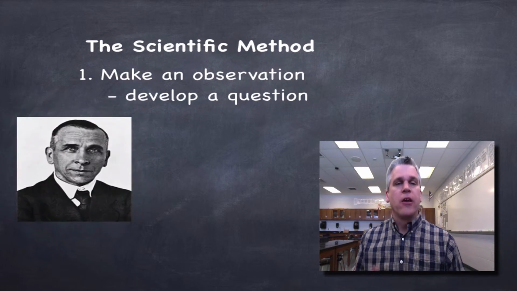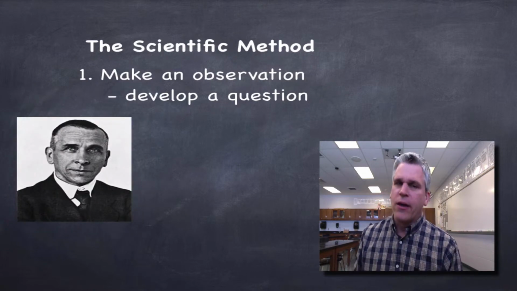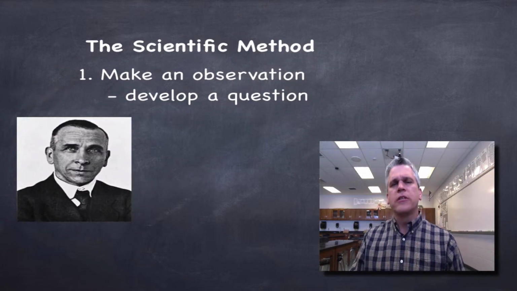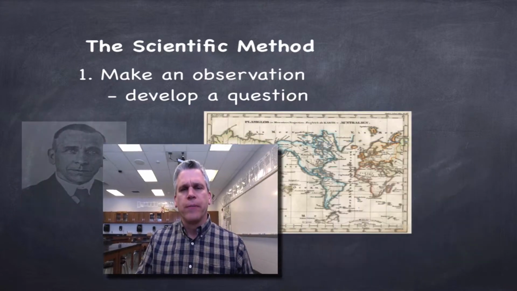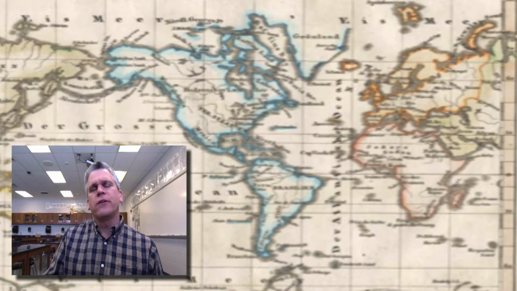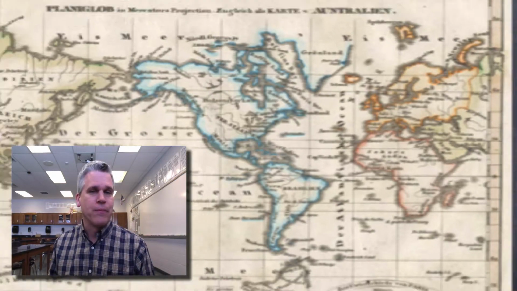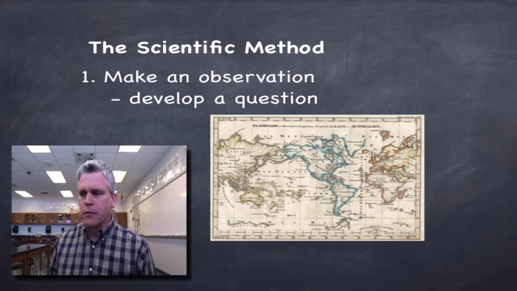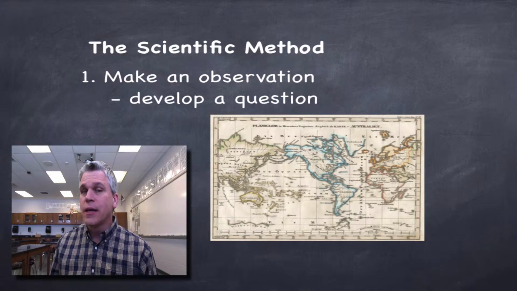For instance, here we see Alfred Wegener. Now, Alfred Wegener was originally looking at a map of the world and noticed that the coast of Africa and the coast of South America seemed like they might fit together. So he came up with a question. Could they have been together at one time?